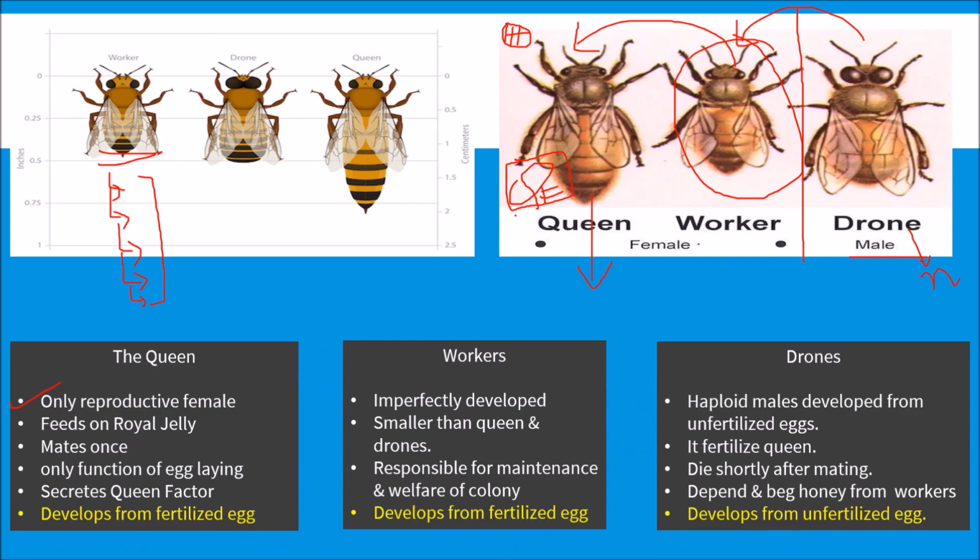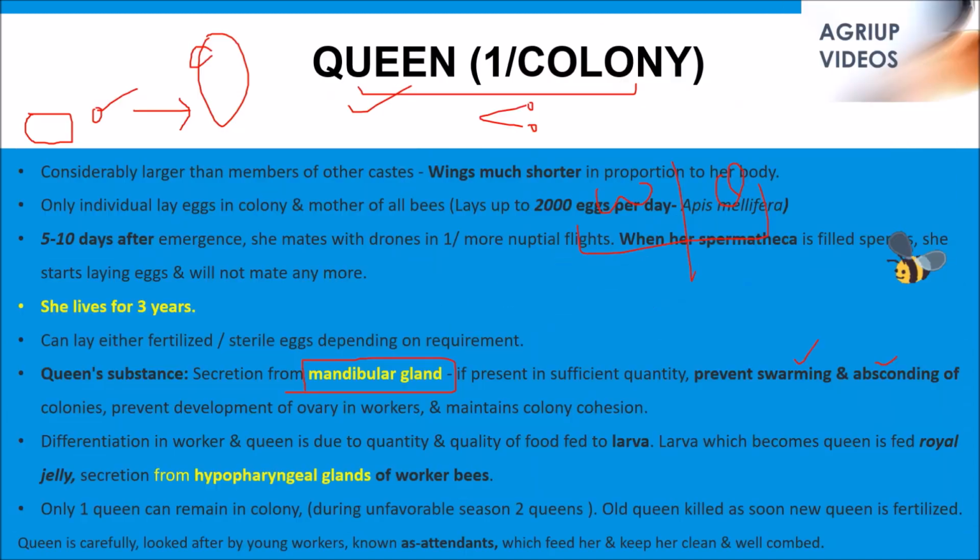So, in this slide, when I told you to mark this queen factor, mark this royal jelly. Where is this royal jelly coming from? The workers are producing it. One substance is called royal jelly, which, when fed to an egg or a larva, will make it queen. And if not fed to the others, they will become normal workers. Only one will come out to become a queen. So this royal jelly is very important, secreted from the hypopharyngeal glands of the workers.